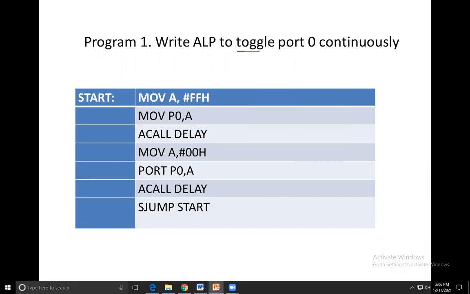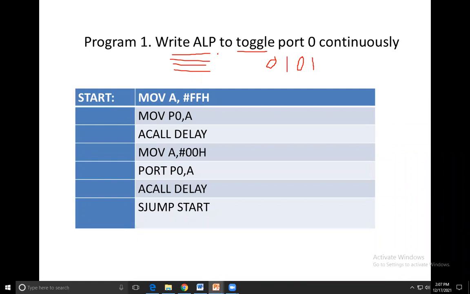What does toggle mean? If port 0 contains the value 0, after this it will go to the value 1, then again it will go to 0, and again to 1. So toggle port 0 continuously means the process has to be done continuously. Port 0 will continuously toggle. Port 0 is an 8-bit port, with 8 inputs or 8 outputs. So each and every bit should toggle.